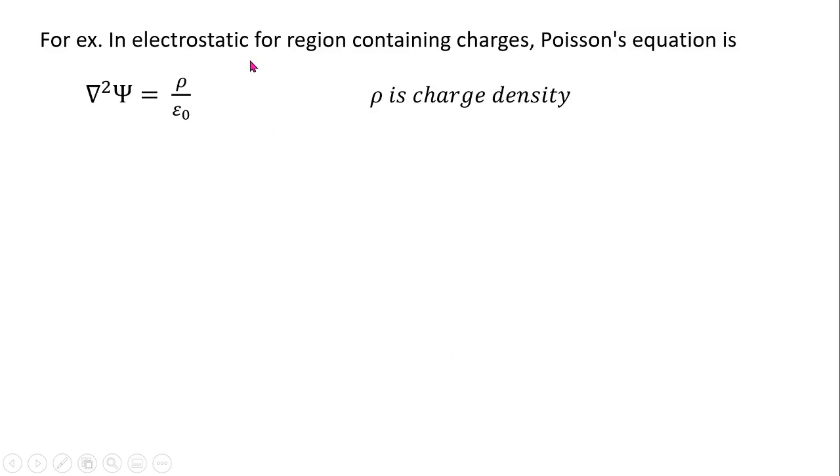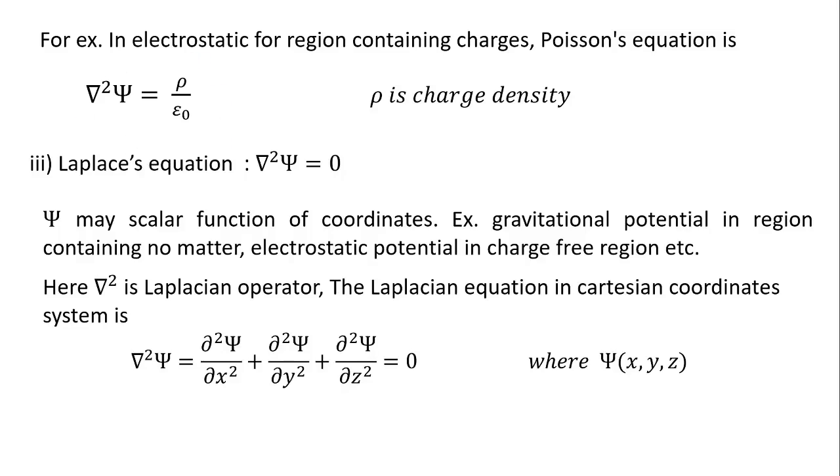For example, in electrostatics, for a region containing charges, Poisson's equation is del square psi equals rho upon epsilon 0. Then del square is a function of space coordinates: in Cartesian coordinates x, y, z; in spherical or polar coordinates rho, r, theta, phi; in cylindrical coordinates rho, phi, z. Therefore, here psi is a function of two or more independent variables. Therefore, this Poisson's equation is a partial differential equation.